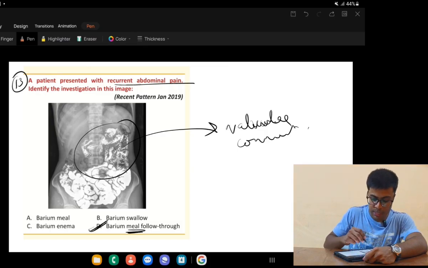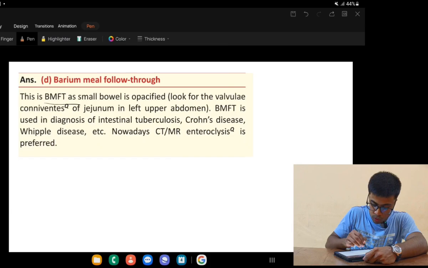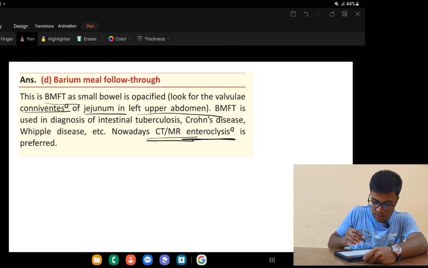Why not enema? If it was an enema, then why would it be coming here? It would be coming nearby the colon region. So barium meal follow-through. Let's see the explanation. It is barium meal follow-through as the small bowel is opacified. Look, valvulae conniventes of the jejunum in the left upper abdomen. Of course, in the left upper abdomen. It is used in the diagnosis of intestinal tuberculosis, Crohn's disease, Whipple's disease, and nowadays CT or MR enteroclysis is preferred.